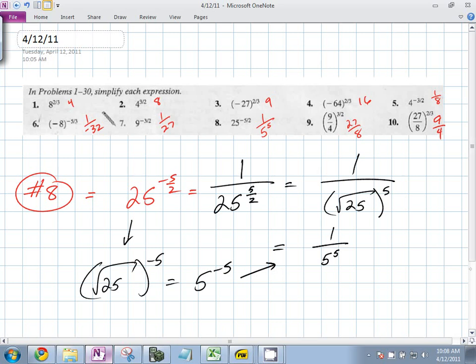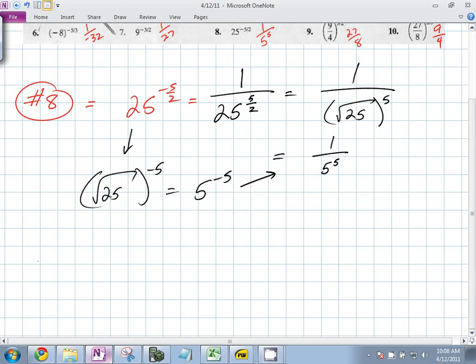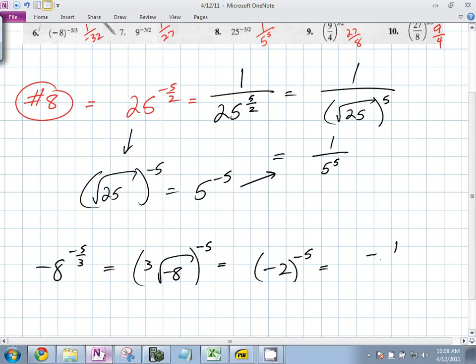How about 6? Negative 8 to the negative 5/3. So you could say, the cube root of negative 8, all raised to the what power? Negative 5. What's the cube root of negative 8? So it's going to be negative 1 over 2 to the 5th, which is negative 1 over 32. Questions on this one?